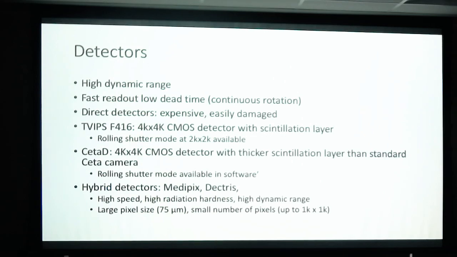And then there are newer detectors, these sort of hybrid detectors, like the MediPix or the Dextris detector. These ones are very high speed, highly hardened to radiation, and have a high dynamic range. So they're really good that way. But the only issue is they have a very large pixel size and a small number of pixels. So I think the largest one available is up to 1K by 1K. 512 by 512, I think, is more common, and the originals were 256 by 256. So they can't really be used for standard imaging, but they're good for diffraction.